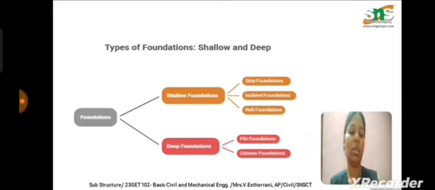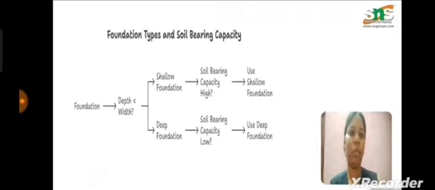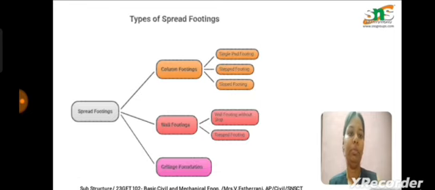Next one is the caisson foundation. Caisson foundation is nothing but a box-like structure that is watertight. This type of foundation is made in bridges, arches, and high and heavy load buildings. Next one is the foundation types depending on the soil bearing capacity. In shallow foundation, the soil bearing capacity is high. In deep foundation, the soil bearing capacity is low.